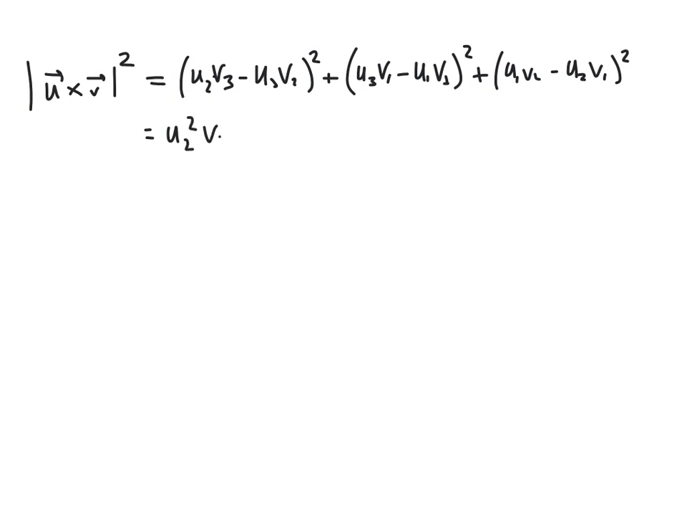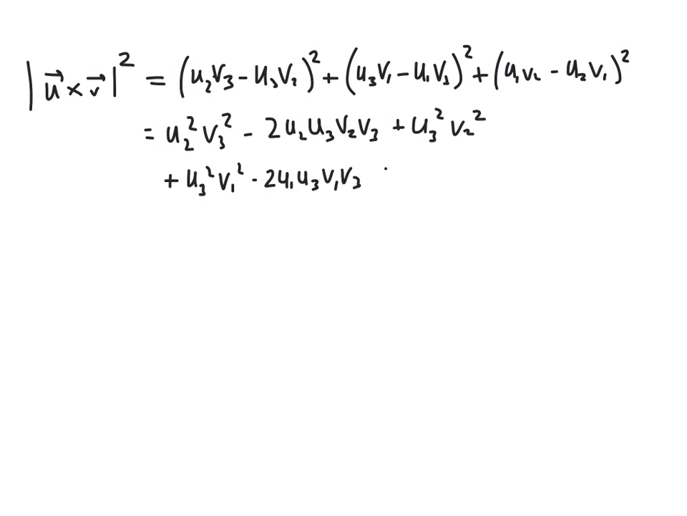So we're going to get u2 squared v3 squared minus 2 u2 u3 v2 v3 plus u3 squared v2 squared, plus u3 squared v1 squared minus 2 u1 u3 v1 v3 plus u1 squared v3 squared, plus u1 squared v2 squared minus 2 u1 u2 v1 v2 plus u2 squared v1 squared.